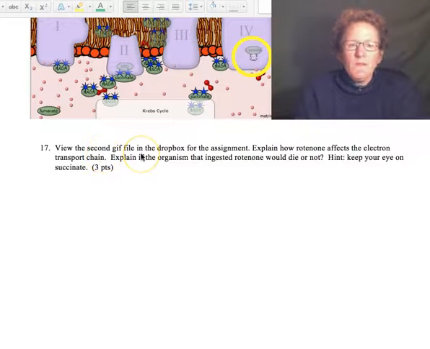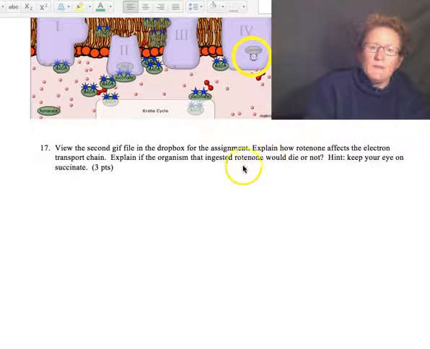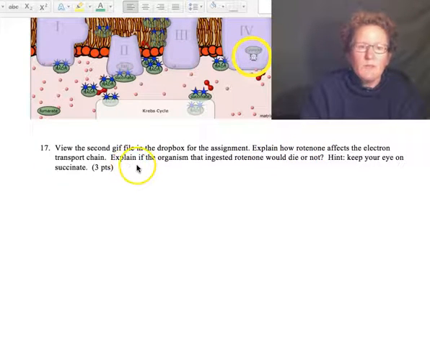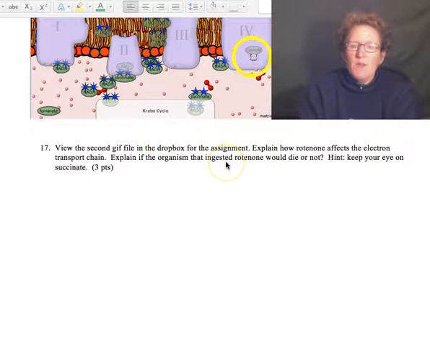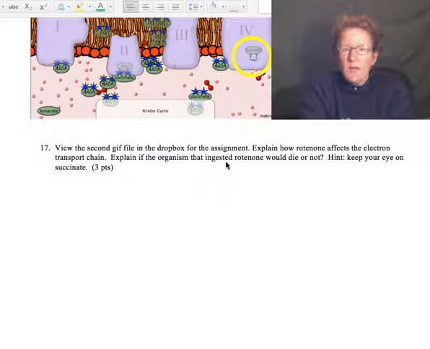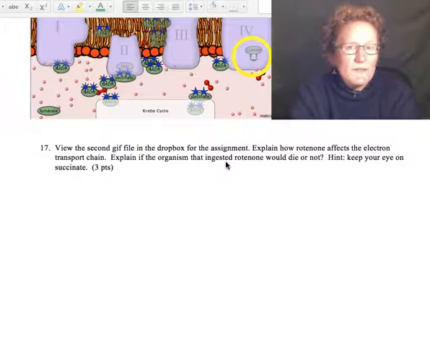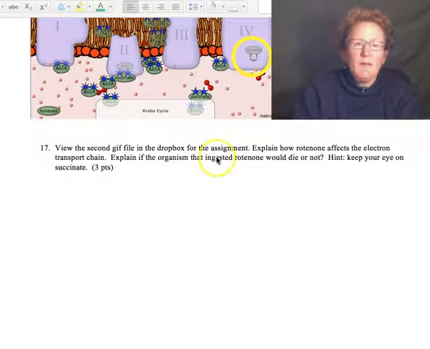There's also a GIF file if you have a hard time getting the application to work. It's in the Dropbox for this assignment. You can look at how rotenone, rat poison, affects the electron transport chain as well. If the organism ingested rat poison, would it die or not? Well, it is poison. Eventually, the organism is probably going to die, but it might live for a while because it can still process succinate here in complex 2.